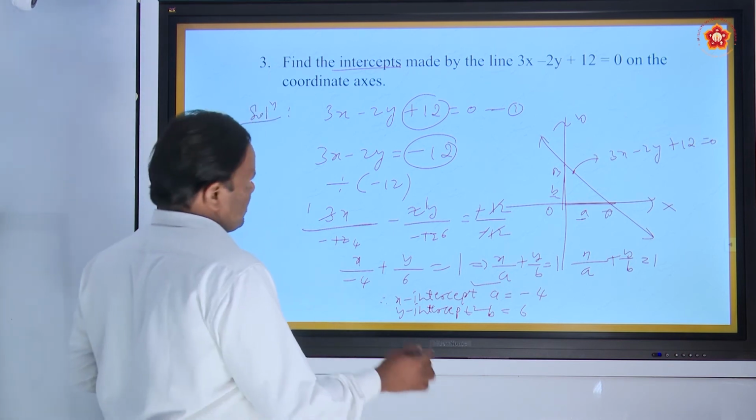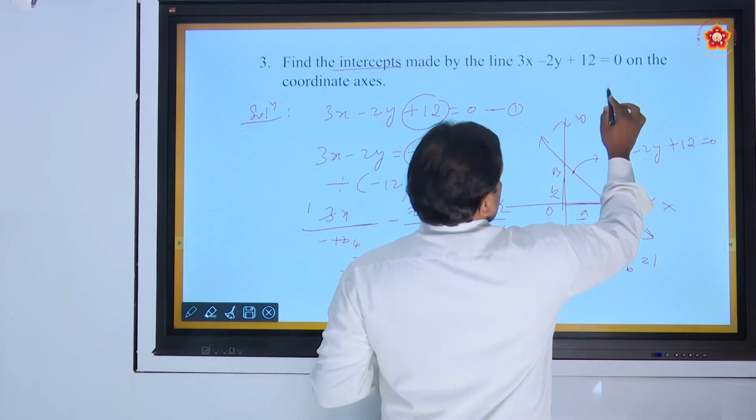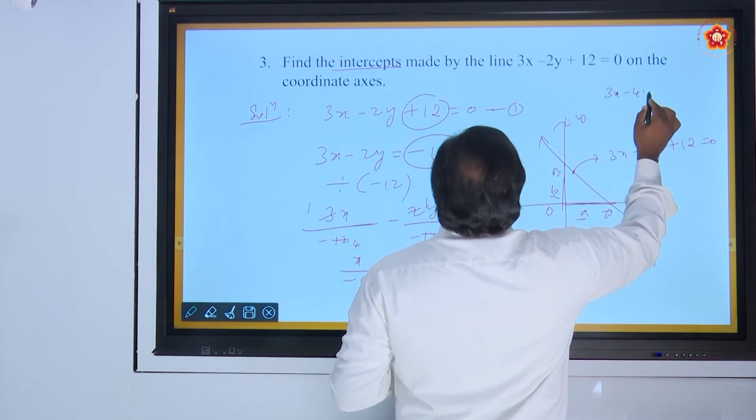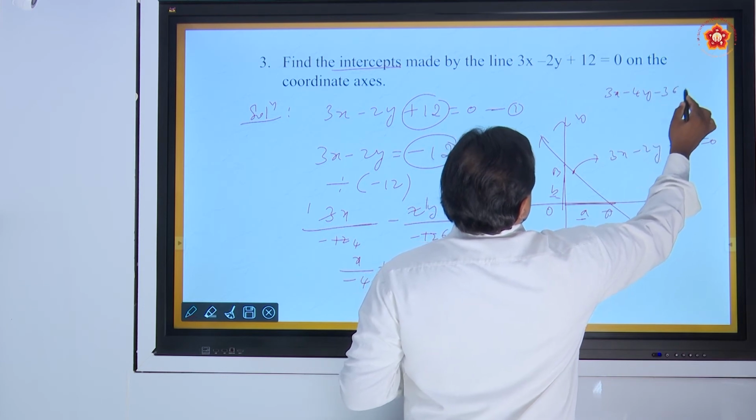Simple. See, one more example I write here. Find the x and y intercept for the line 3x minus 4y, something minus 36 equal to 0.